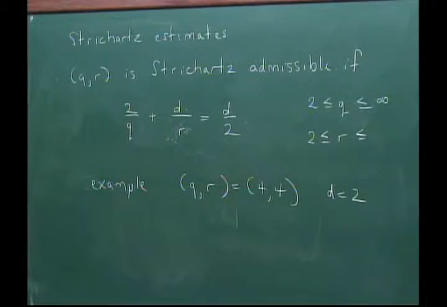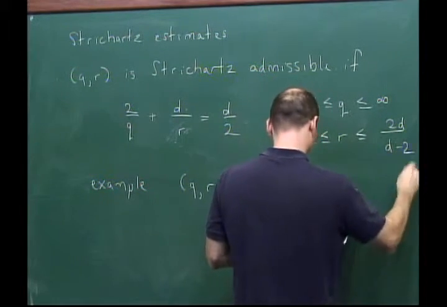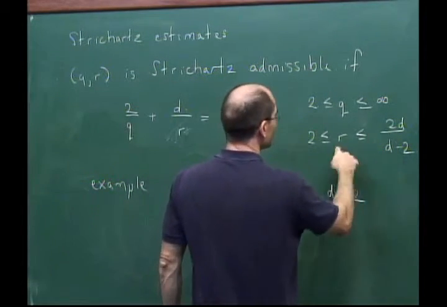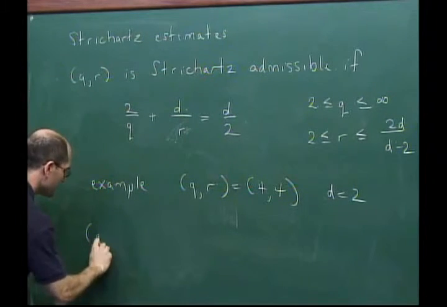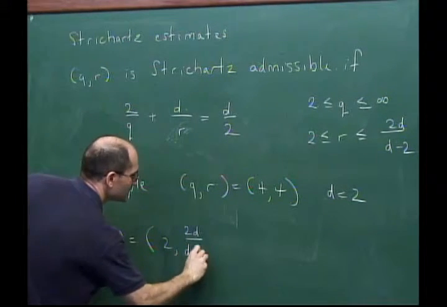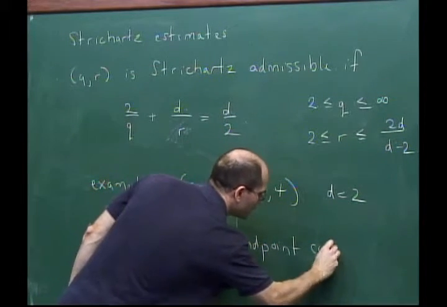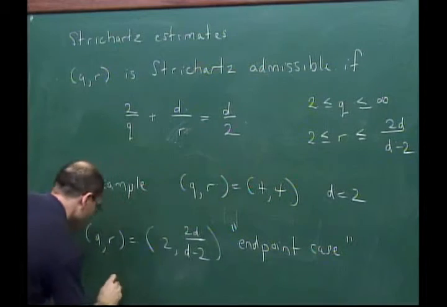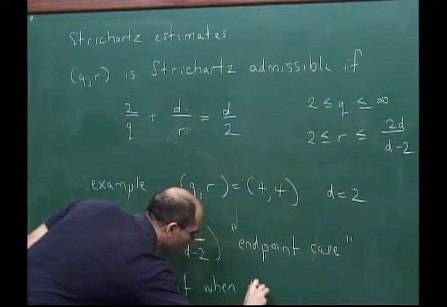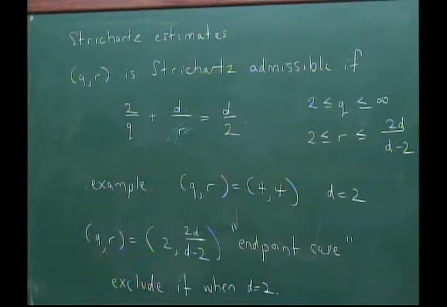Yes, it's 2D over D minus 2. And you have to exclude the endpoint case, so QR equals 2, 2D over D minus 2. The endpoint case is called the endpoint case. And you have to exclude it when D is equal to 2. But it can be included for higher D. That's a result from 1998 by Keel and Tao.